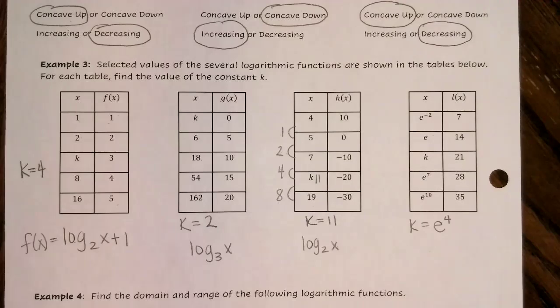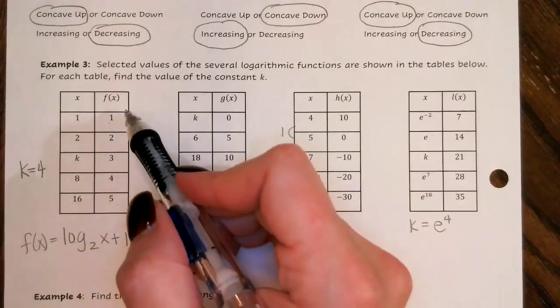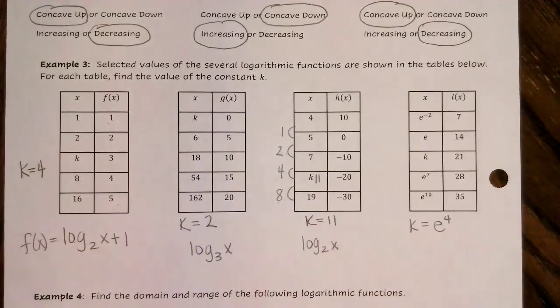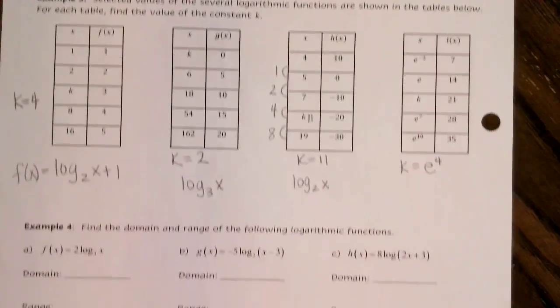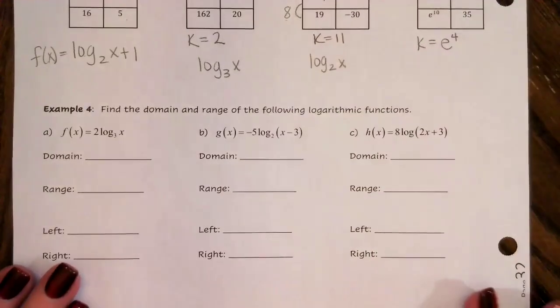So getting that common multiplier and really understanding that the common multiplier for logs happens on the x's. For exponentials, it's on the y's. For logs, it's on the x's. So make sure you understand that part of it.